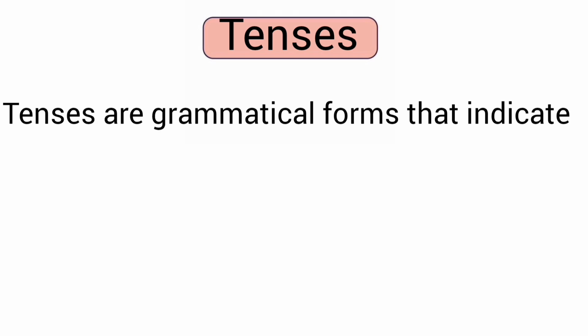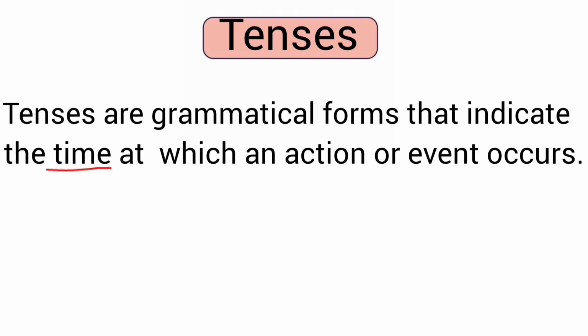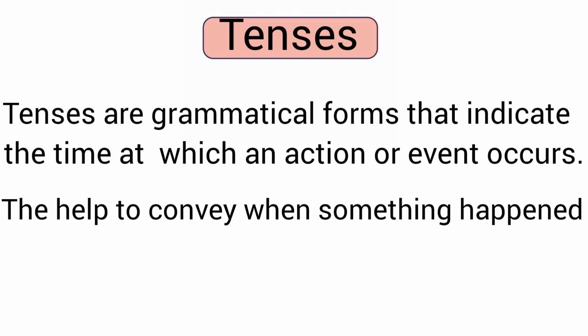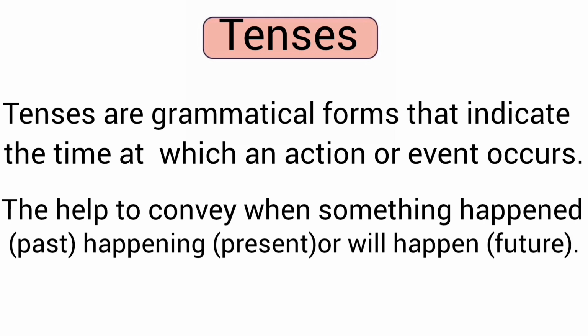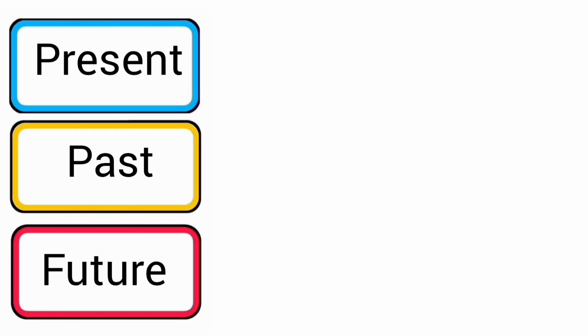Tenses. Tenses are grammatical forms that indicate the time at which an action or event occurs. They help to convey when something happened (past), is happening (present), or will happen (future). Here we have the tenses overview. As we are familiar, there are three main tenses in English: present, past, future.